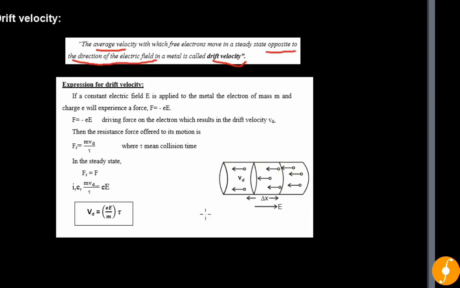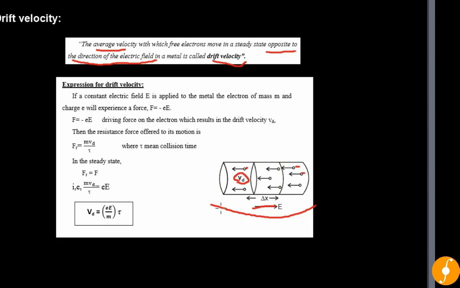Here we'll have a look at this diagram. Here these are the electrons, right? And this is the direction of the electric field. We are applying the electric field towards the right-hand side, and electrons are moving towards the left-hand side, which is opposite to the direction of the applied electric field. So this velocity of electrons is known as drift velocity, and we denote it by Vd, with d in the suffix.